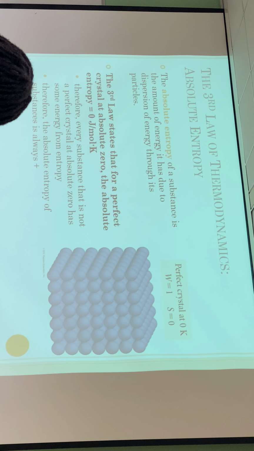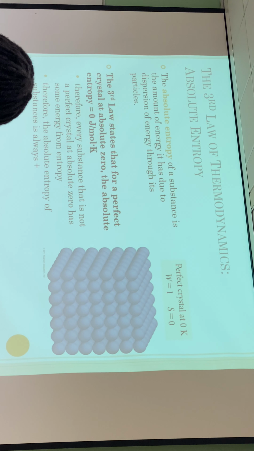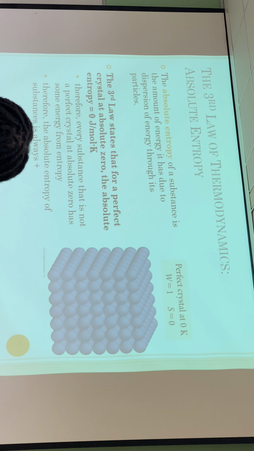So all the absolute entropy values for substances should be positive. Everything has some randomness. There is no perfect state. That's why the entropy is positive. It doesn't mean the delta entropy is positive. So that is for absolute entropy.